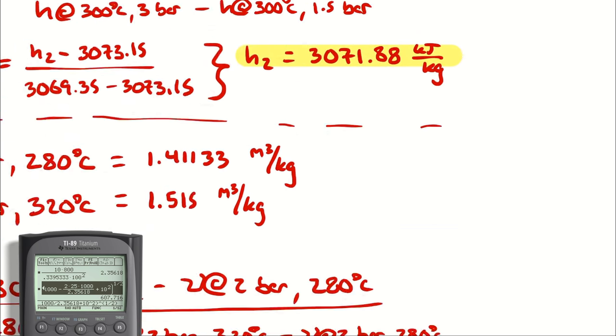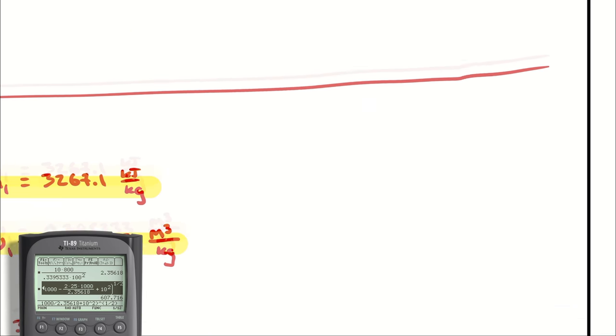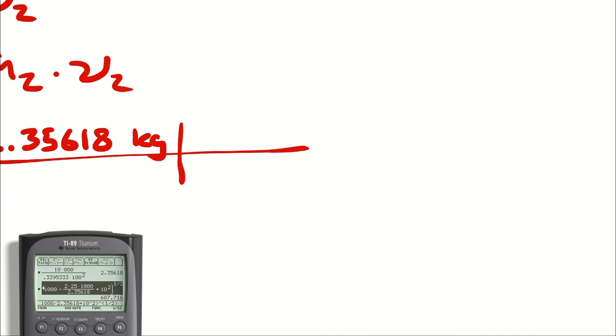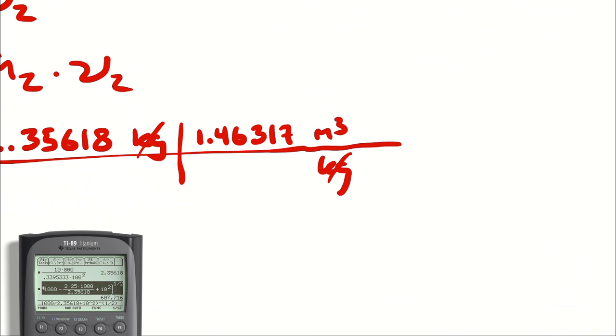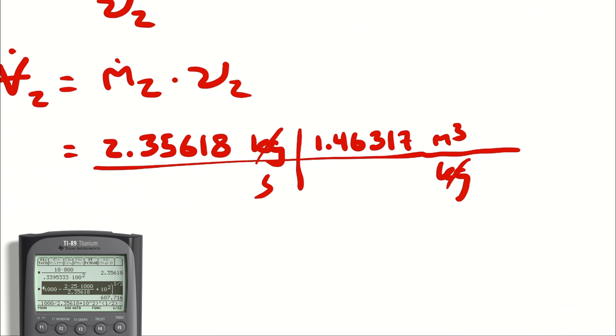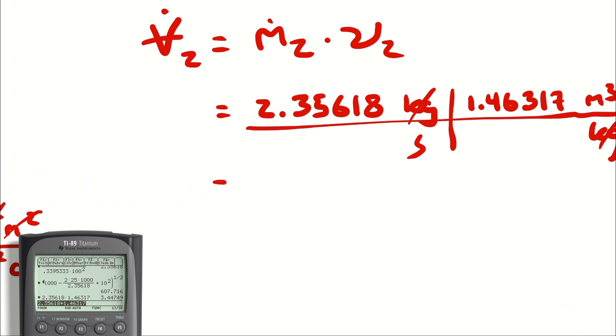And then our specific volume of state 2 was 1.46317 cubic meters per kilogram. Kilograms cancels kilograms, leaving me with cubic meters per second. 2.35618 times 1.46317 gives us 3.4475 cubic meters per second.